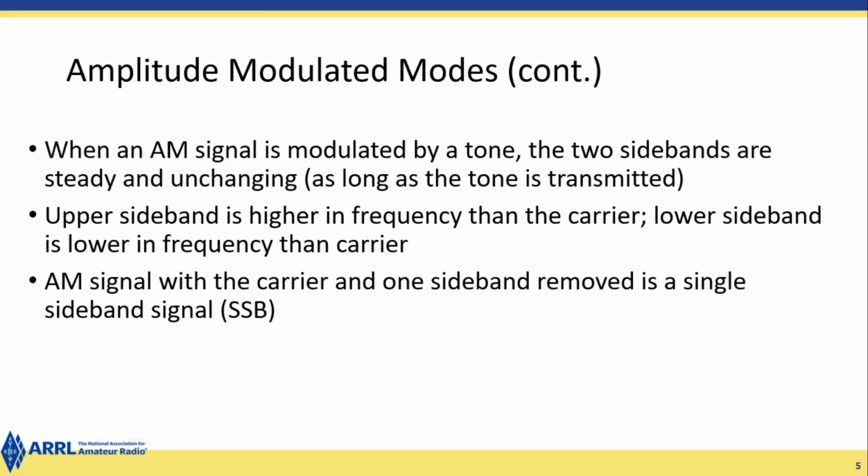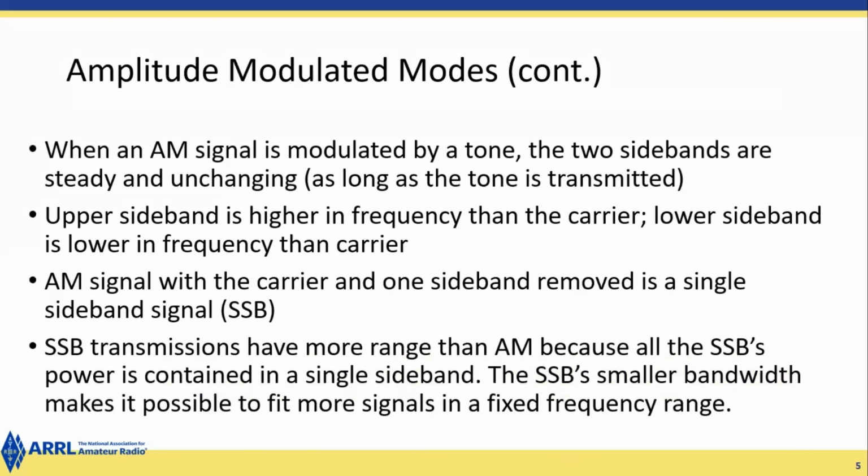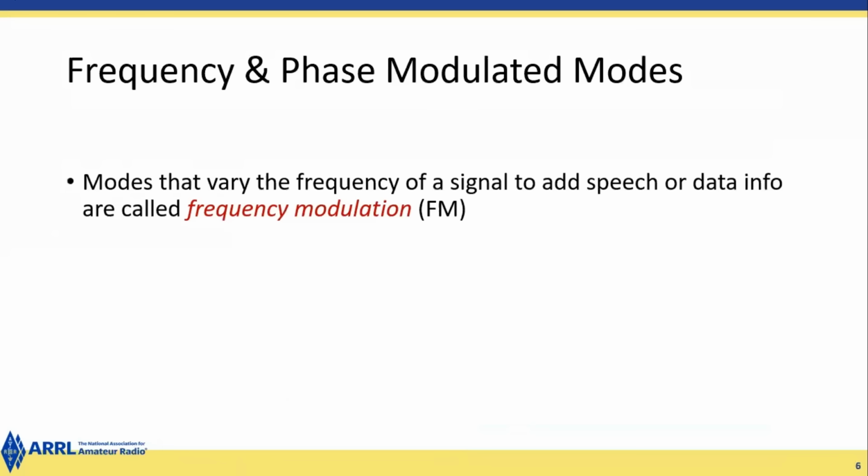An AM signal with the carrier and one sideband removed is called single sideband. Single sideband transmissions have more range than AM signals because all the single sideband's power is contained in a single sideband. The single sideband's smaller bandwidth makes it possible to fit more signals into a fixed frequency range.